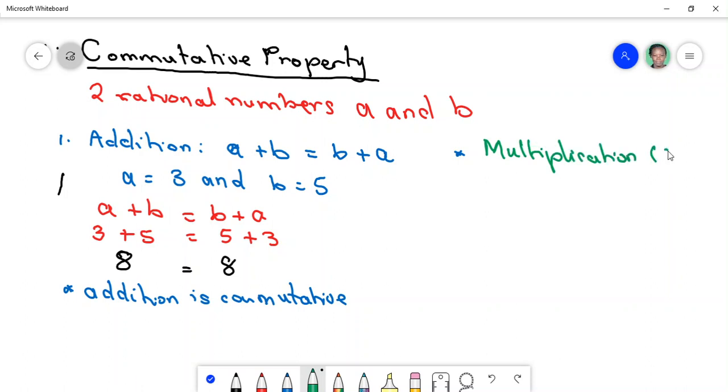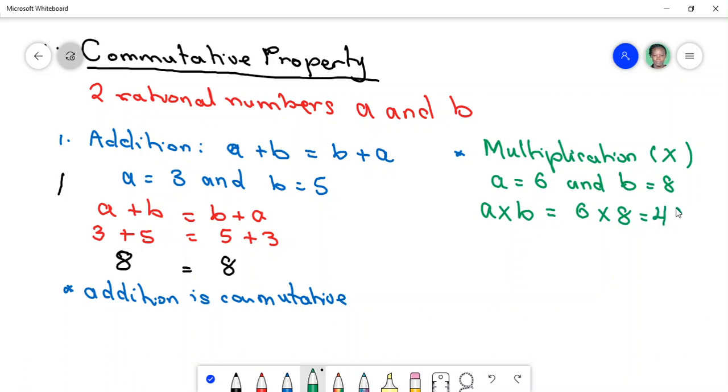That is what? Times. So let's say I have A and B. Let's say my A is equal to 6 and B is equal to 8. So what do I have? I have A times B, which is equal to 6 times 8. What is 6 times 8?